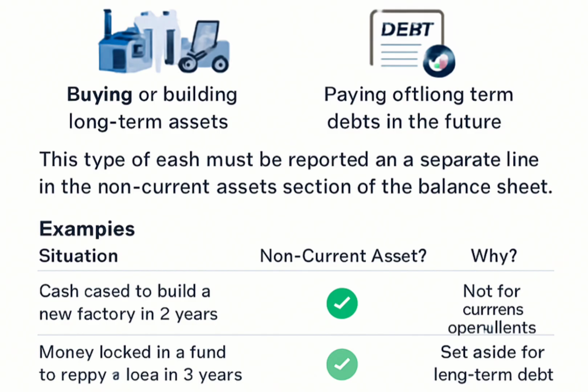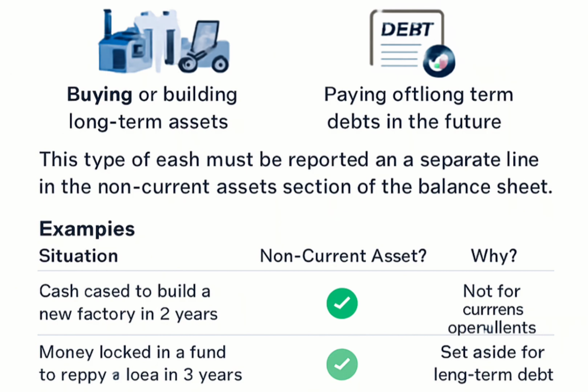Sometimes, a company has cash it cannot use freely because it's set aside for a specific long-term purpose. Since this money is not available for daily operations and will be used after more than a year, it's considered a non-current asset. Examples: Cash saved to build a new factory in 2 years.